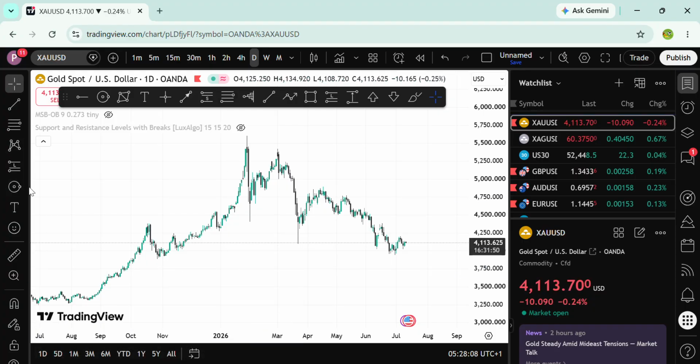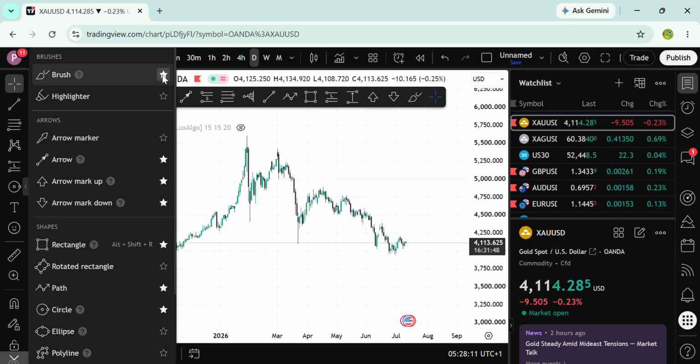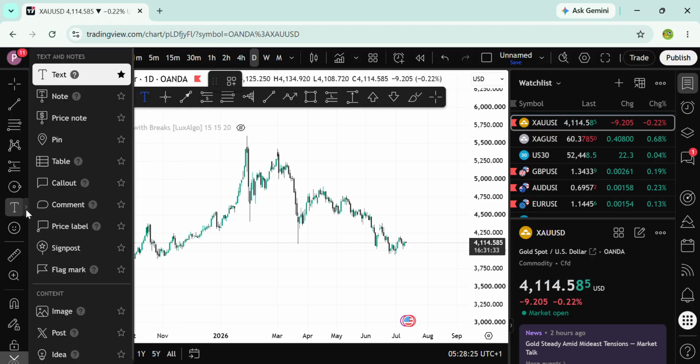Then you come to the circle category, you add the brush, the arrow, the arrow marker up, arrow marker down, the rectangle, the path, the circle, add all these as your favorite. Then you go down to the next one, which is the text. You add only the text as your favorite in this category because you don't need any other thing. Every other one is majorly for writing, so most of them is just still text.